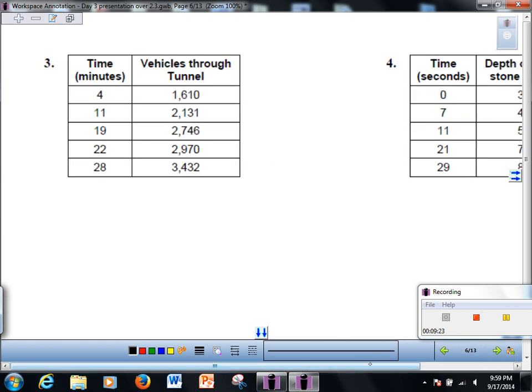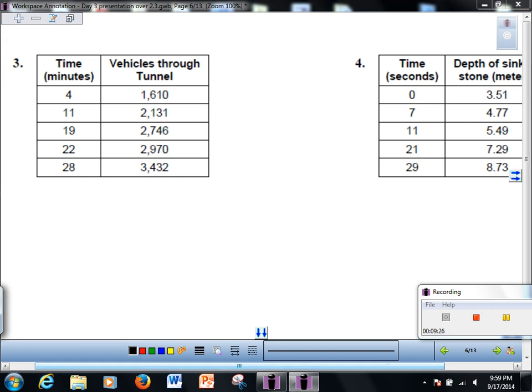Look at your number 3. I might pick the pace up a little bit. Make sure you understand what you're thinking about here. The second column, which is my Y column, this is my X column. The second column is talking about the vehicles that travel through a tunnel. My first column is talking about the minutes. So it makes sense to say vehicles per minute. So I need the rate of change of the vehicles over the rate of change of the minutes. So we're going to compare those two columns and those two columns.